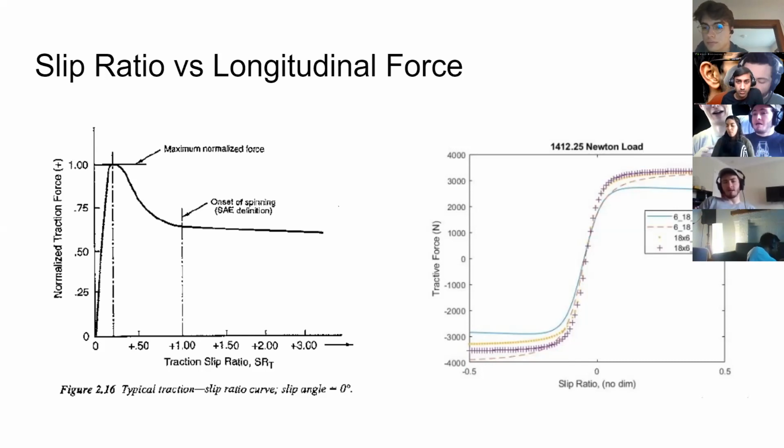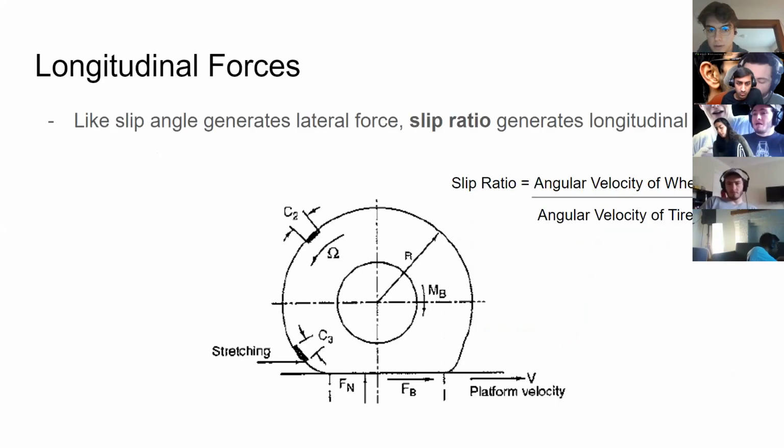Slip ratio, can you go back a slide real quick? Wheel over tire. Okay. So at a slip ratio of 1, the angular velocity of your wheel is twice that of the angular velocity of your tire. Which is a very weird thing.